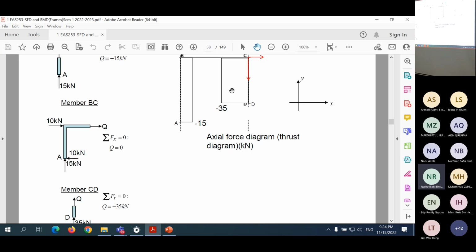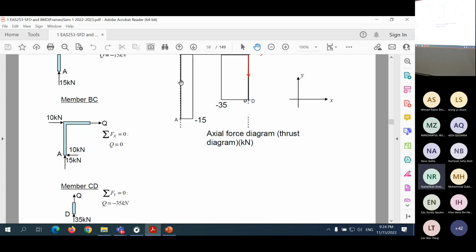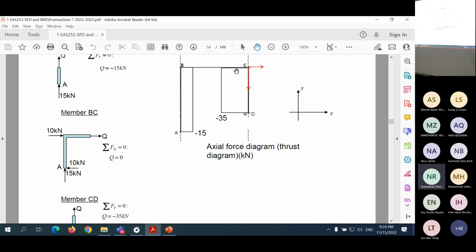So we draw here. This is the axial force diagram: for AB, negative 15; for BC, 0; for CD, negative 35. For this member, positive we draw here and negative we draw on this side, so it becomes negative 35. That's why the diagram comes to this part. So that is the axial force diagram for this frame, or sometimes we call it the truss diagram. That completes the shear force diagram, axial force diagram, and bending moment diagram that we want to draw.